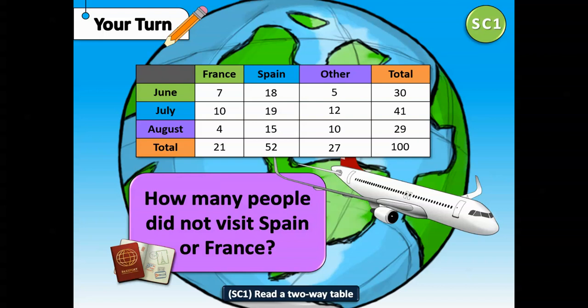Here's a question for you to have a go at. Have a go at answering this one now. So how many people did not visit Spain or France? That would be 27. That's the total for other.